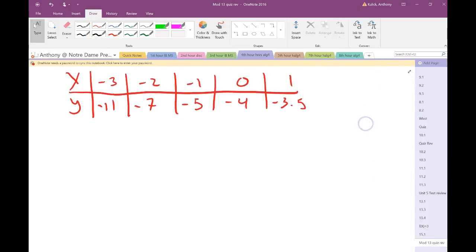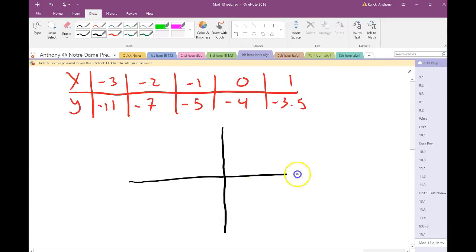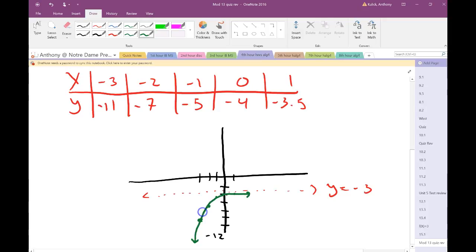Okay. So now I'm ready to draw my graph. I don't want to count down to 11, so I'll count by 2s: 2, 4, 6, 8, 10, 12. I'll start by drawing in my asymptote. Remember, I went down by 2s, so my horizontal asymptote is coming in here somewhere. And then I have -3, -11, -2, -7, -1, -5, 0, -4, 1, -3.5. My function is coming in like this. Everybody happy with that?